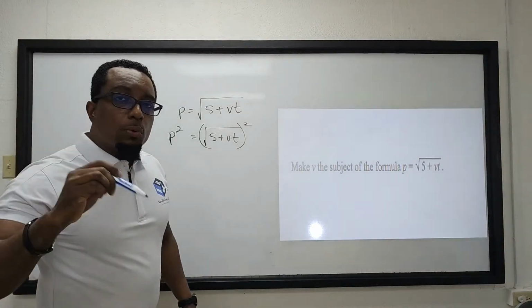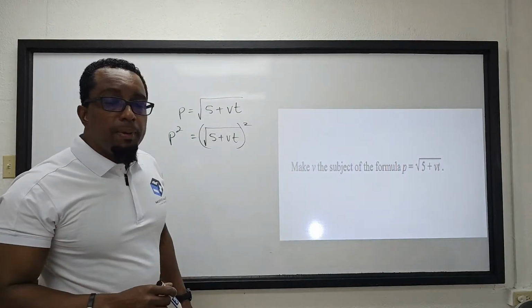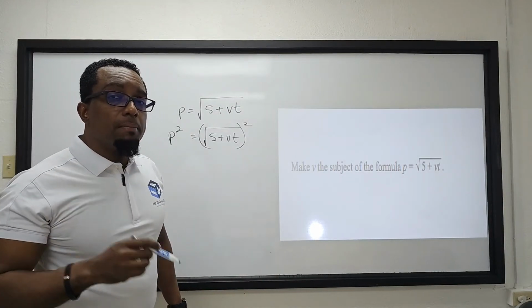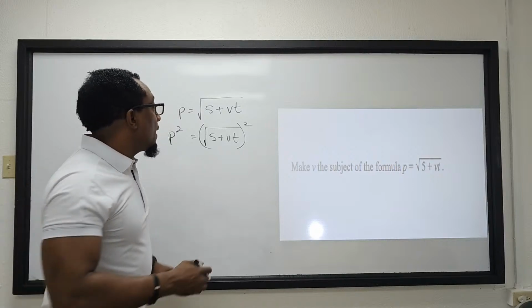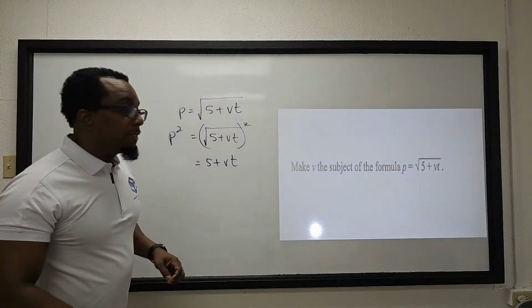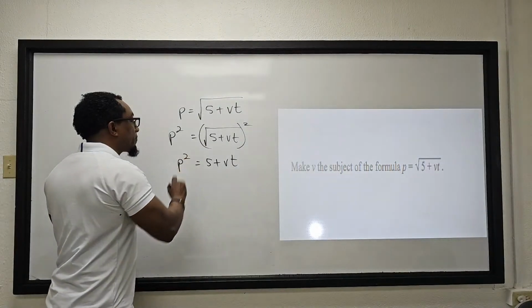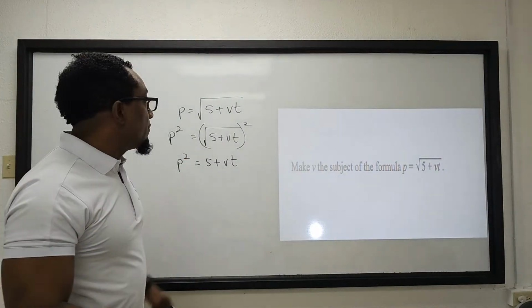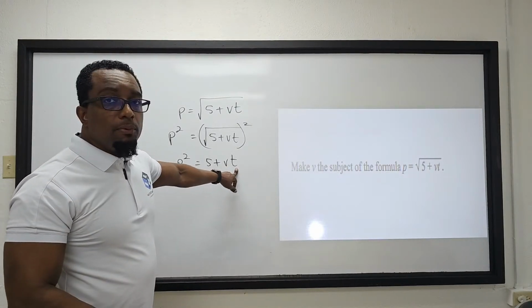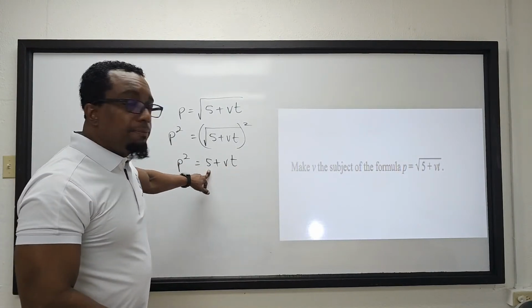So the square of the square root of 5 plus vt, once I find the square of the square root, the symbol will automatically be removed, and I'm going to be left with 5 plus vt is equal to p squared. And of course my aim is to make v the subject of the formula, so I'm going to remove 5 and I'm going to remove t. So I'm going to remove 5 first.